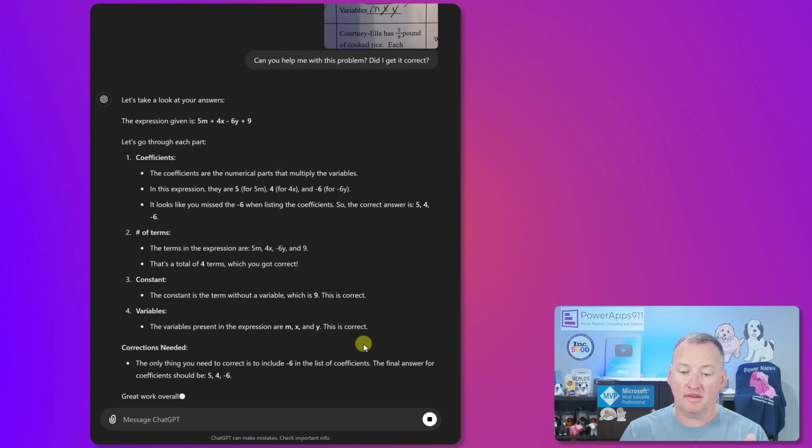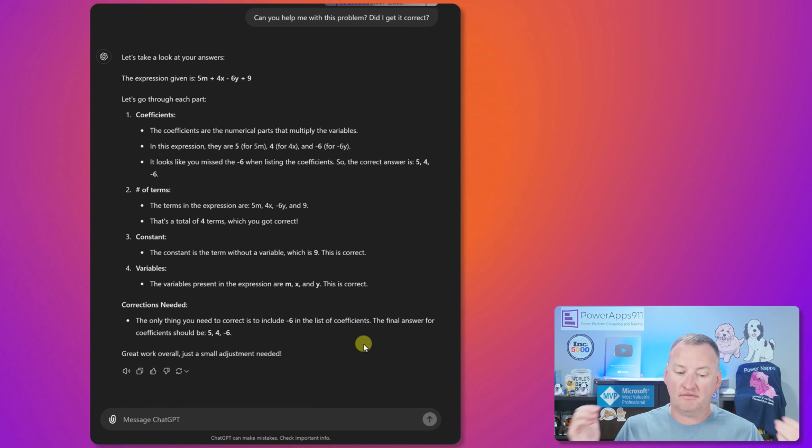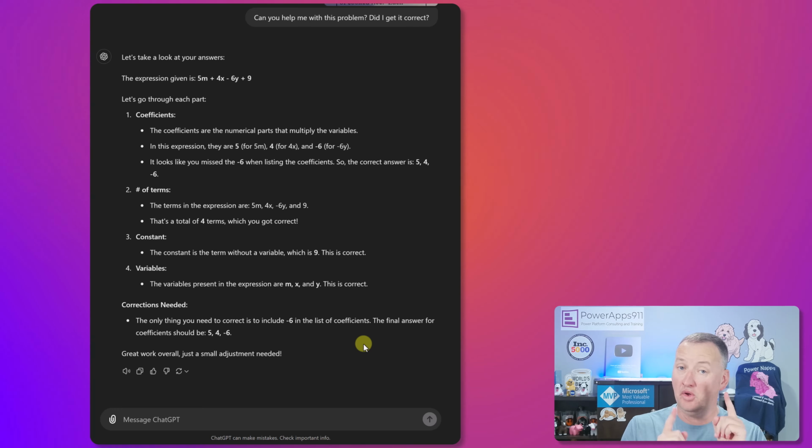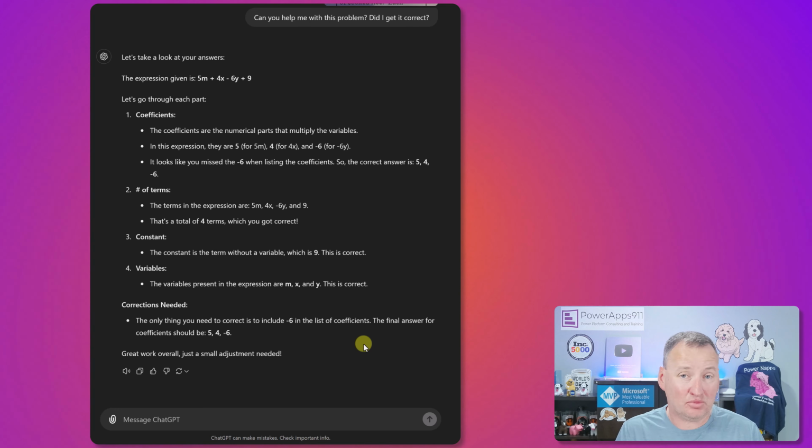Womp womp. Number of terms, I got that right. Variables, I got that correct. And so there's just one correction. So this is Dad who had to check these once a week. Whew, super saver.